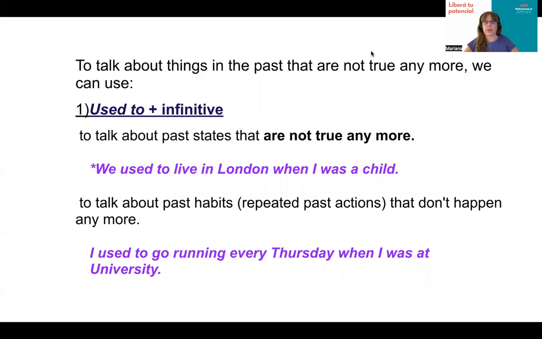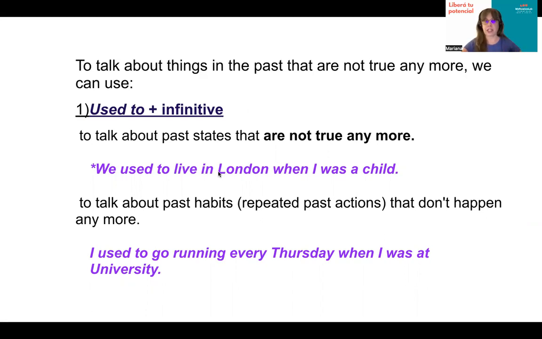Used to is a phrase that refers to past states that are not true anymore. So you use this structure when there was some action in the past or some state in your past that you do not do anymore. For example, we used to live in London when I was a child. I'm not a child anymore, so I'm not talking about my present, okay?